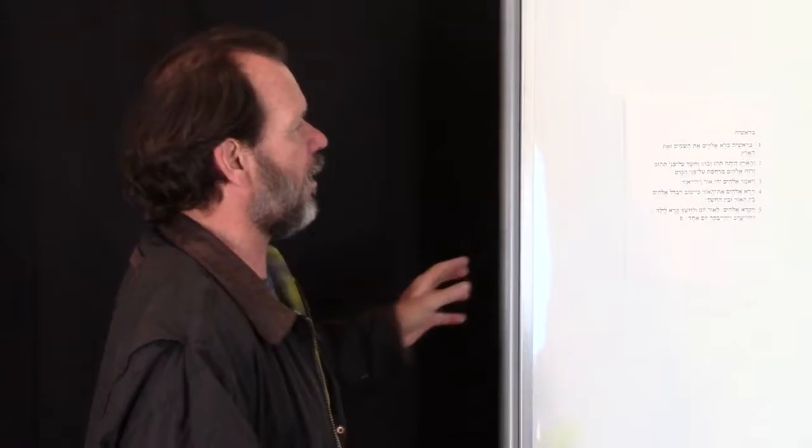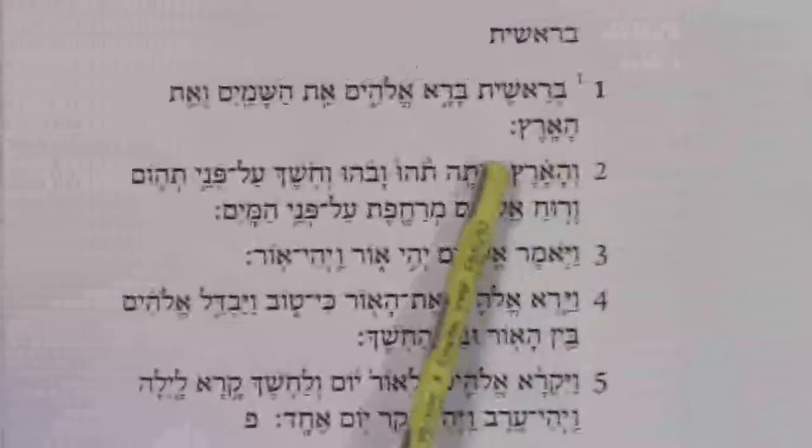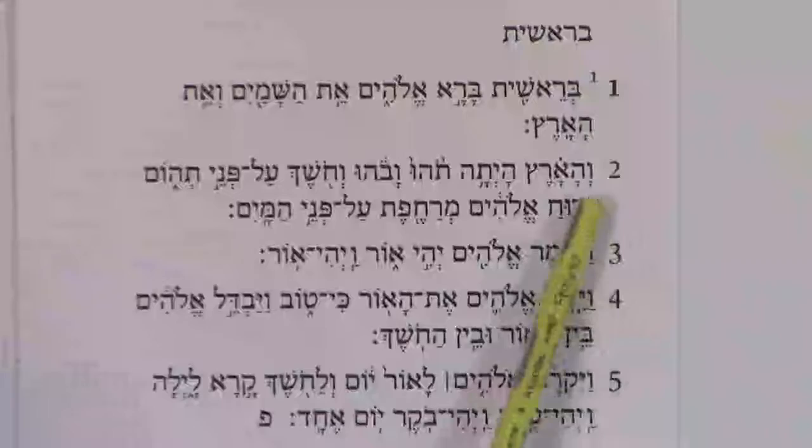It isn't that hard. You should be able, at the end of this quarter, to go: Bereshit bara Elohim et hashamayim ve'et ha'aretz ve'ha'aretz hayta tohu vavohu vechoshech al pnei tehom veruach Elohim merachefet al pnei hamayim.